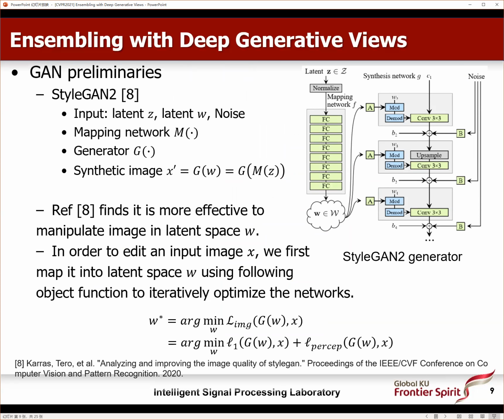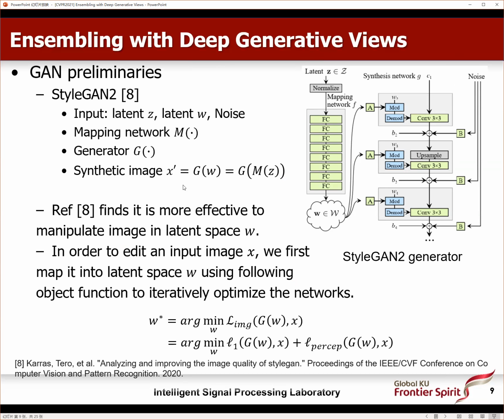Okay. Before we go to this proposed method, I want to make sure that you know the fundamental knowledge about the GAN, especially StyleGAN2. I will go through it very quickly. We have StyleGAN2 here. It includes two networks: the mapping network M, function M, and the generator G, function G. And then we have three inputs: first, the latent vector Z in the latent space Z, then the latent vector W, and then the noise inputs.